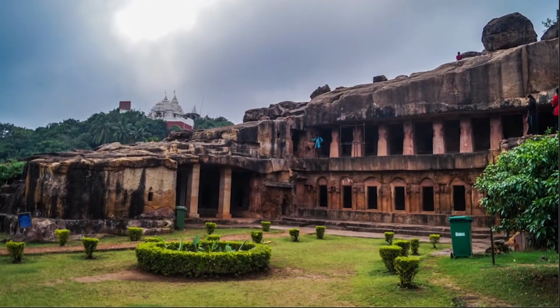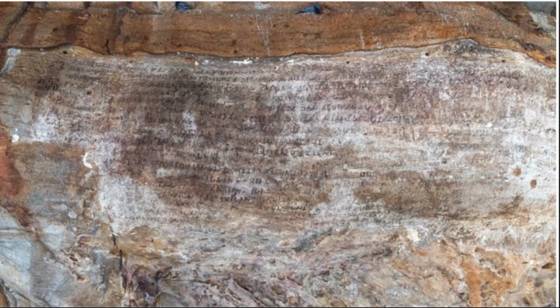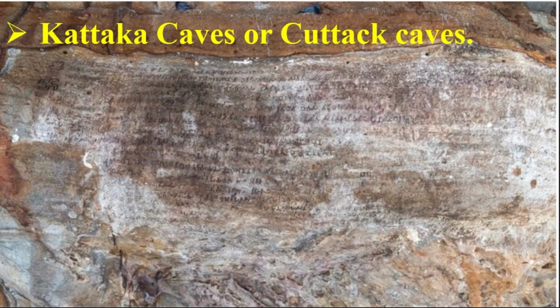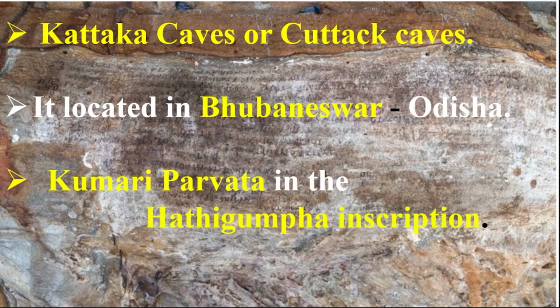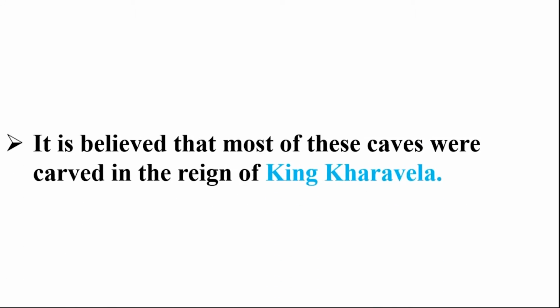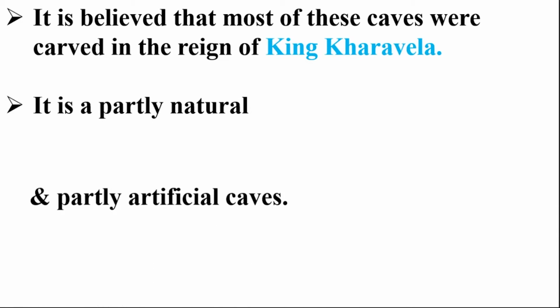Next, we move on to another example, that is Udayagiri and Khandagiri caves. It is formally called Cuttack caves or Katak caves. It is located in Bhubaneswar, in the state of Odisha. These caves are situated in the adjacent hills Udayagiri and Khandagiri. It is mentioned as Kumari Parvata in the Hathigumpha inscriptions. It is believed that most of these caves were carved in the reign of King Kharavela. These caves are partly natural and partly artificial.